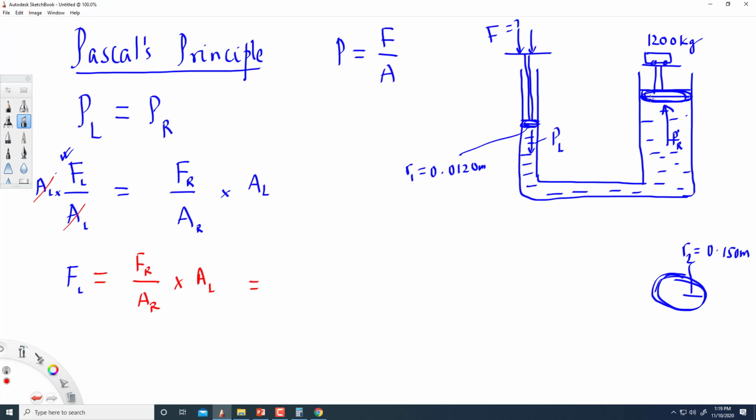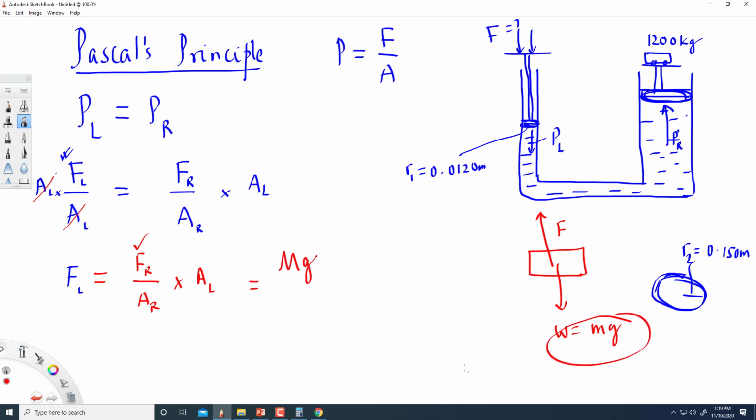That means in order to lift the car, we want to apply a force equal to the weight of the car. So the weight of the car is mass times g, and in order to lift that, we want to apply the same amount of force. So force will be equal to the weight of the car. So this would be equal to mass of the car times g, because that's the weight, over area of the right side piston.